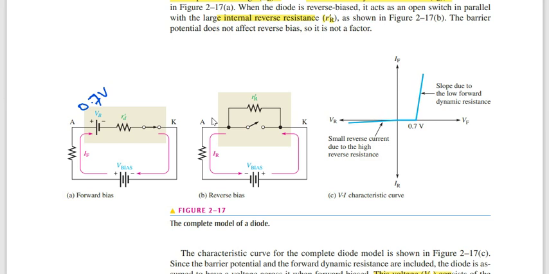When the voltage increases from 0 to 0.7, it reaches 0.7, but the curve slopes slightly upward because of this R. It is very slight, and because of this R, in reverse bias it shows a very small amount of current.